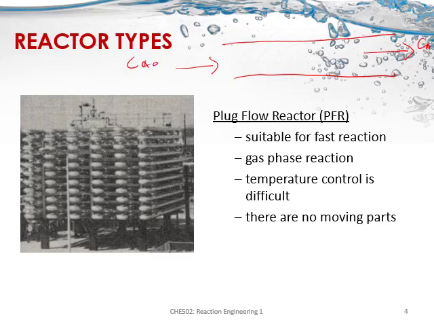The PFR is suitable for fast reactions and most commonly used for gas phase reactions. However, temperature control is quite difficult and there are no moving parts, meaning there is no impeller or stirrer. This is an example arrangement of a plug flow reactor. You can see there are a lot of tubes here, many tubes, and the reactant will pass through the tubes.